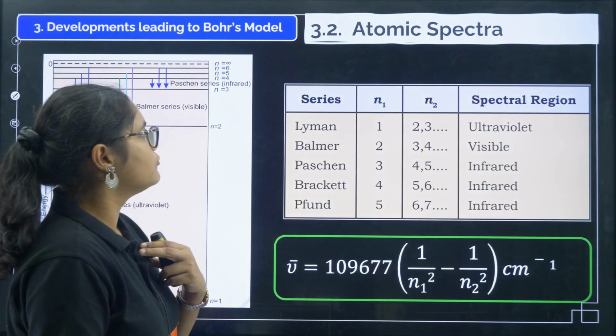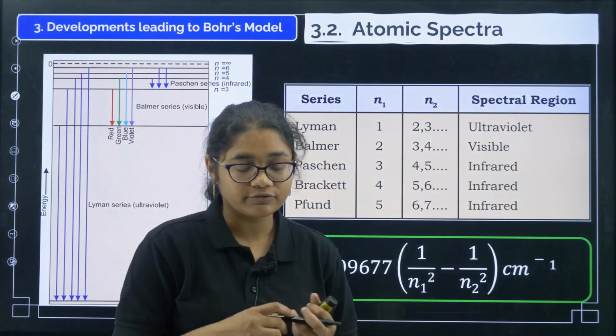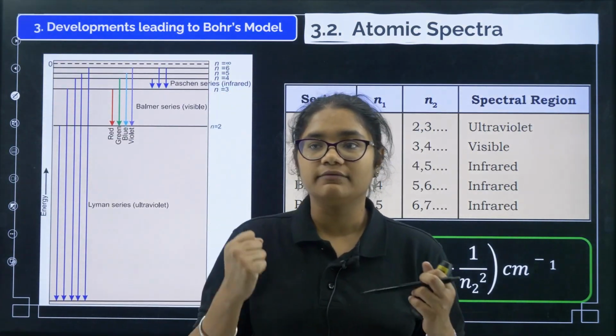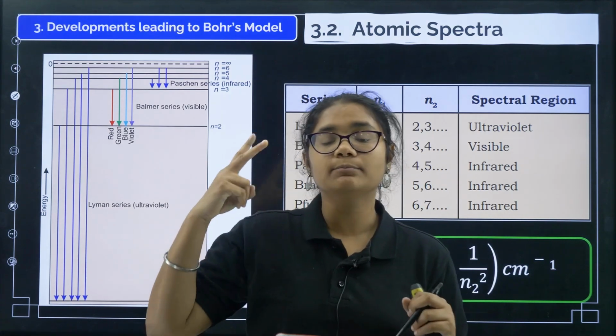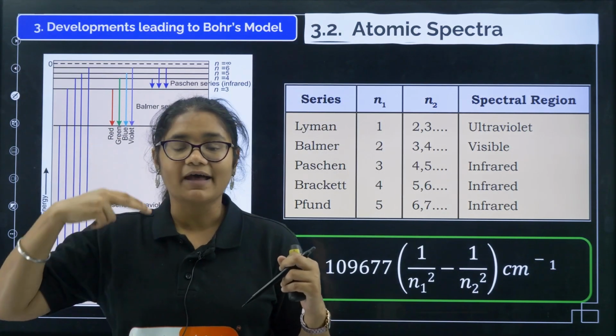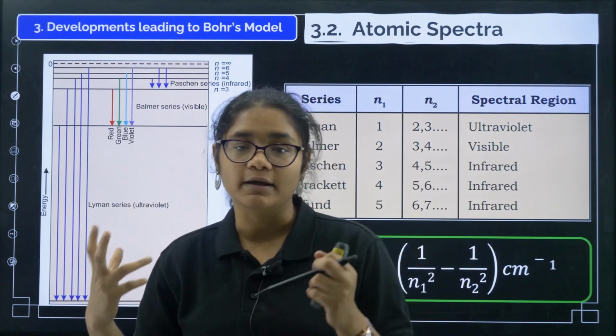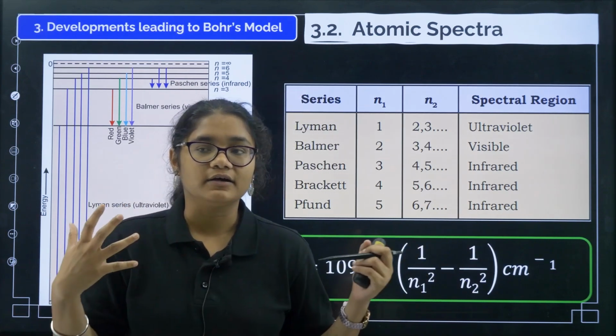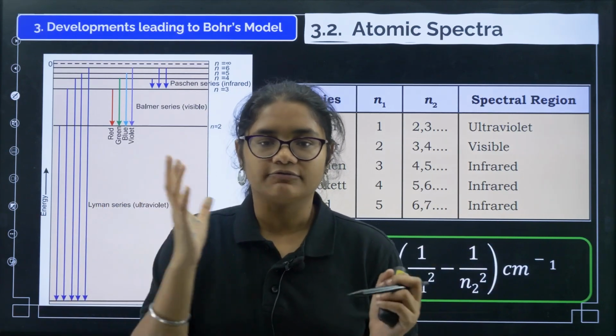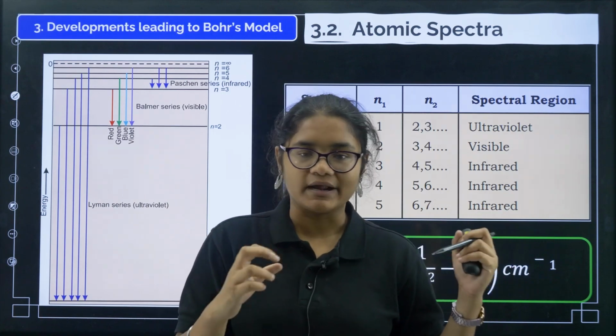Now we will move on. I told you that there were 2 important developments that gave ideas to Bohr regarding his atomic model. The first one was the dual nature of electromagnetic radiation.